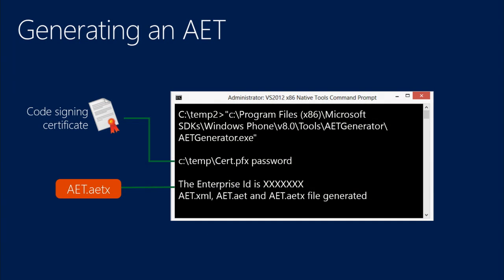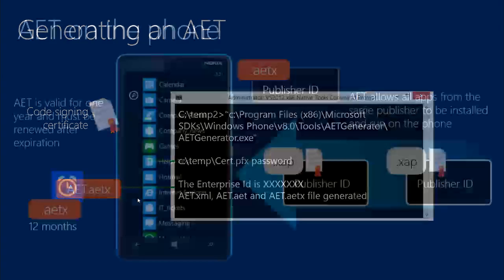So here's what I was talking about with the AET generator tool. Now, you only use this if you're not using an MDM solution that's automatically pushing the AET to the actual phone. So you basically go through, and it shows you here. So this is the PFX file that we received from Symantec, and this is the enterprise ID that you were provided, and then you generate the file.